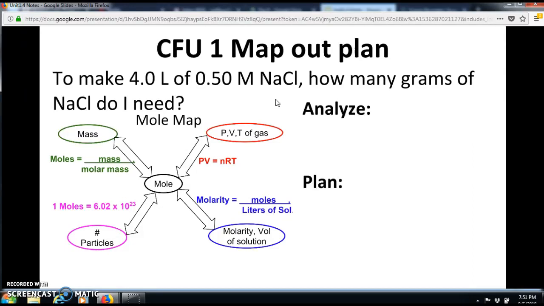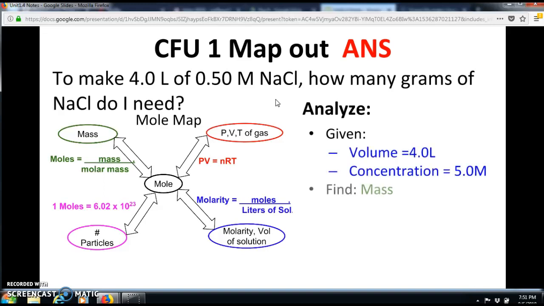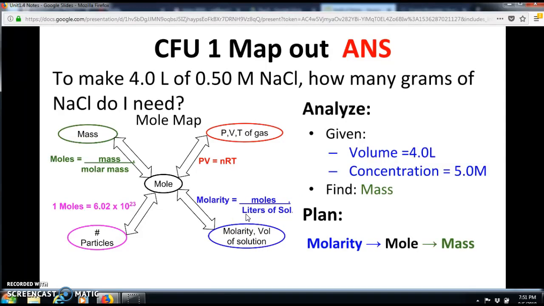Great, so in this problem, you are given the volume and the concentration, and so you're starting over here, and you need to find the mass, so you want to go from the molarity information to the moles and then to the mass.